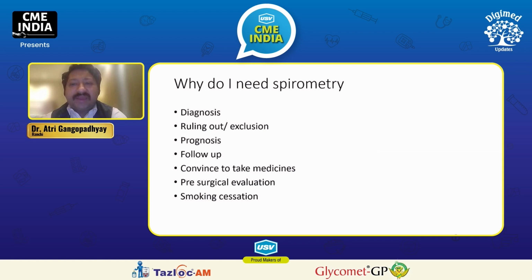Why do we need spirometry? Diagnosis: diagnosing diseases, ruling out or excluding diseases. Suppose a patient has come to you who is afraid or anxious. Even then, unless you do a spirometry and show the attendants that everything is normal, how can you rule that out?